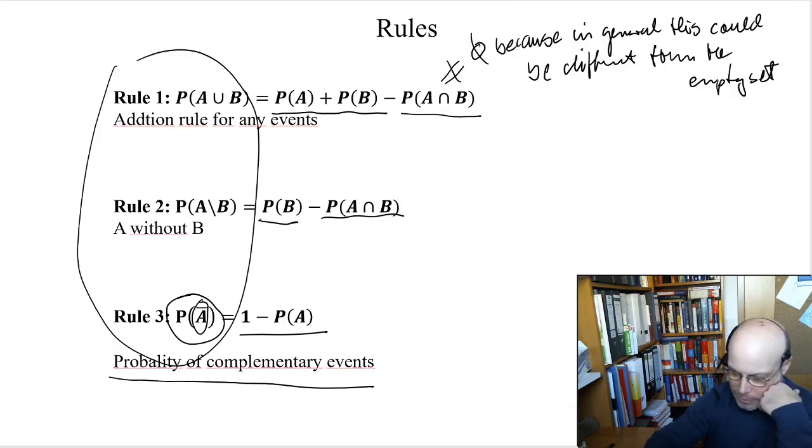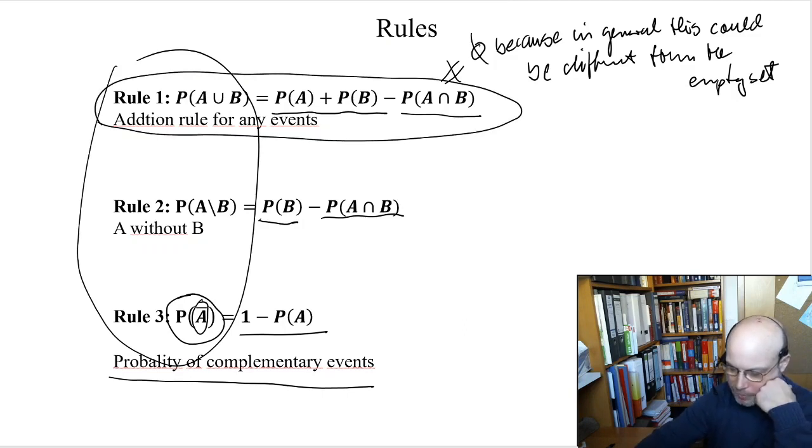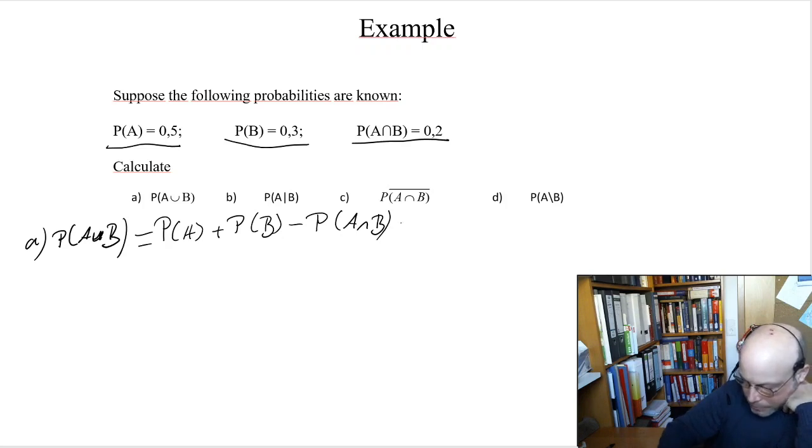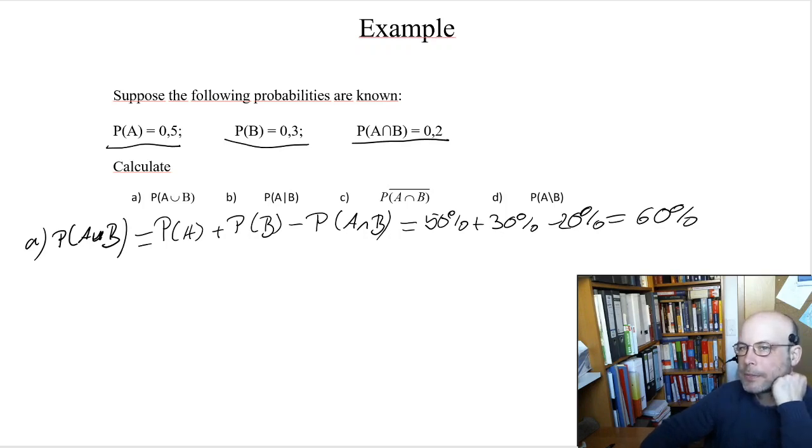If we go here, then this would be just rule 1: P of A plus P of B minus P of A and B. Inserting this, it is 50% plus 30% minus 20%, which equals 60%.